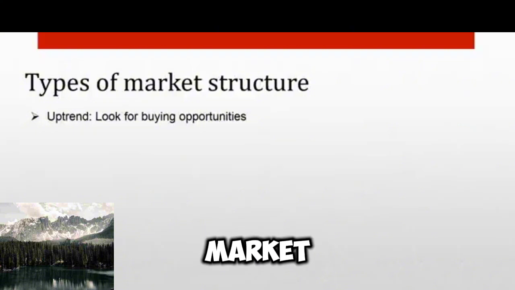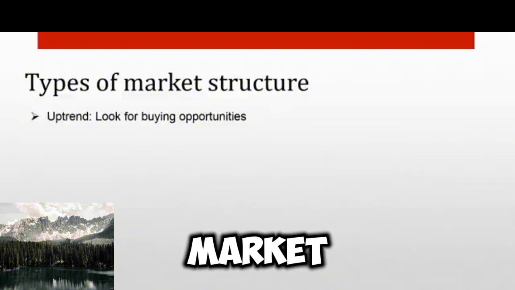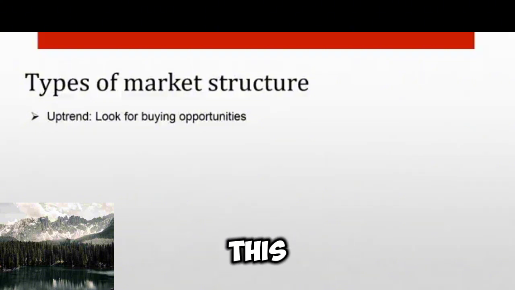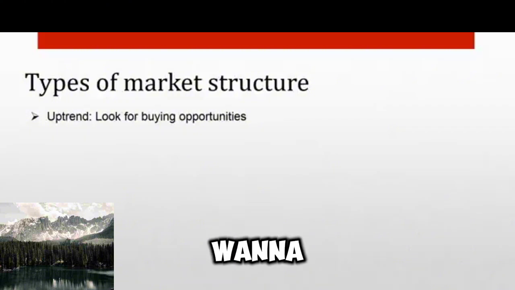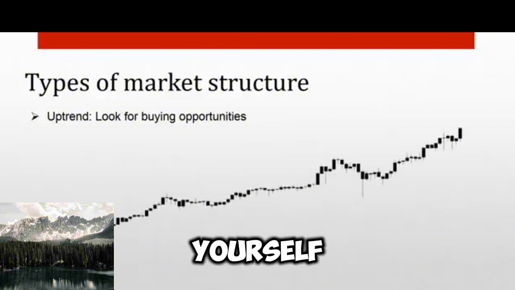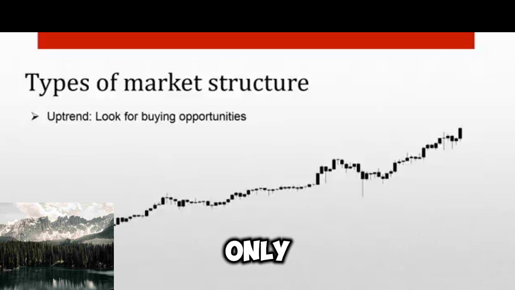And if you see a market has this market structure, this currency pair has this market structure, then what do you want to do? Well, you want to look for buying opportunities because the market is in an uptrend. The path of least resistance is higher. So this is why you want to be looking for buying opportunities. If you see a chart that looks like this, promise me, you will only look for buying opportunities. You don't want to look for selling opportunities.